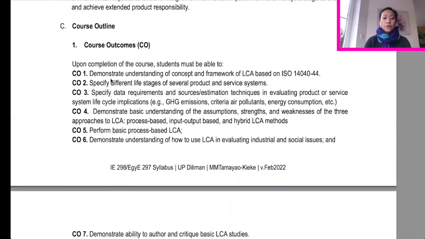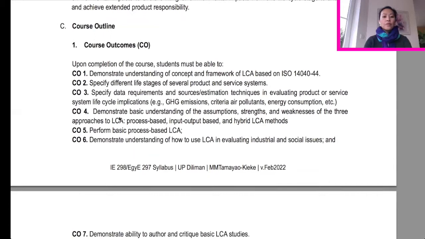Okay. So first, demonstrate understanding of concept and framework of LCA based on ISO 14040.44. And then specify different life stages of several product and service systems. Third, specify data requirements and sources or estimation techniques in evaluating product or service system life cycle implications, such as greenhouse gas emissions, criteria air pollutants, energy consumption, and so on.